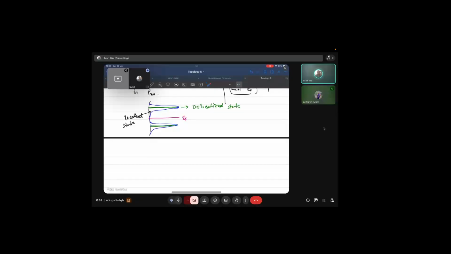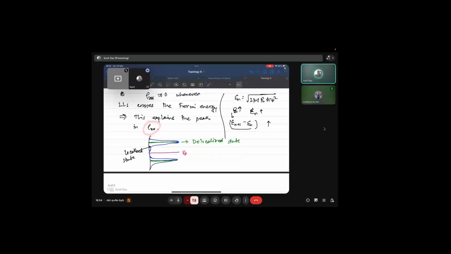What this essentially means is that you are changing the Fermi level. Initially you started here, let's say, and you increase the carrier density, so the Fermi level goes here, here, and here, and so on. In both scenarios, whenever your Fermi energy lies somewhere here, you have delocalized states which conduct electricity. This is what gives rise to the finite rho xx.